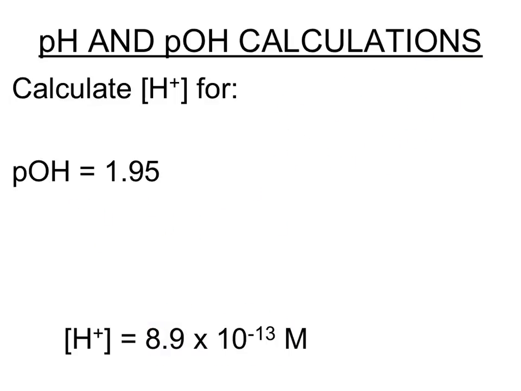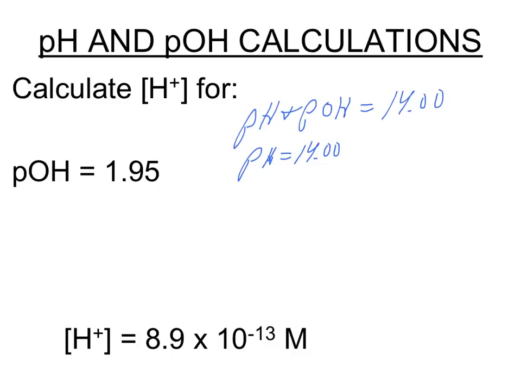And the last one is asking me to calculate the acid concentration if I have the pOH of 1.95. So this is something where I could take the pOH and solve for the pH. So remember that the pH plus the pOH equals 14.00. So the pH equals 14.00 minus 1.95, which equals 13.05.